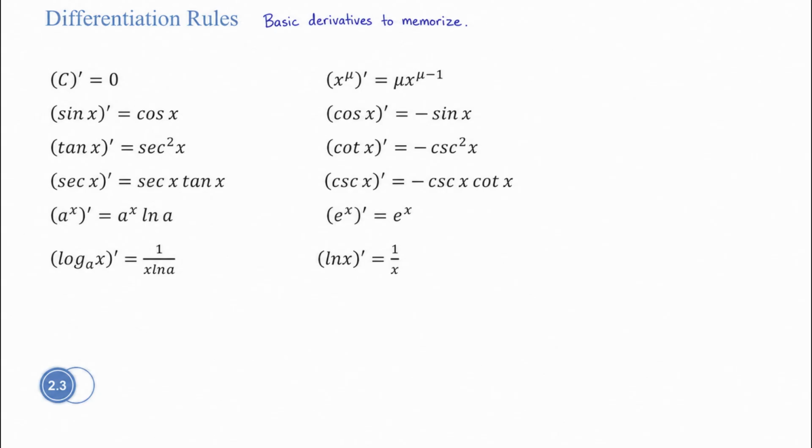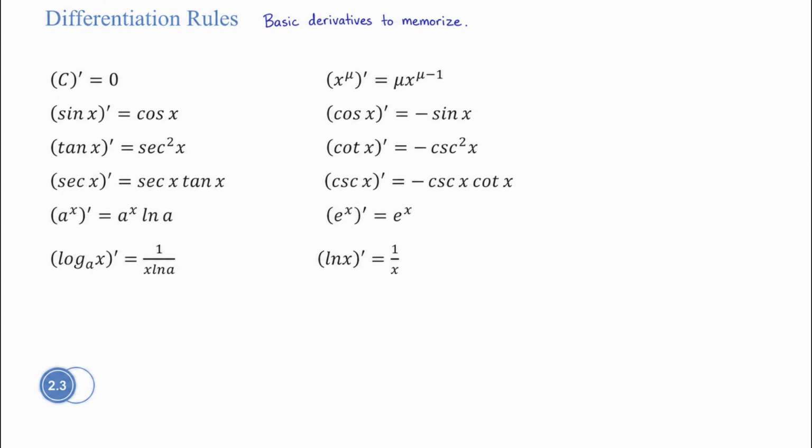For trigonometric functions: the derivative of sin x is cos x, the derivative of cos x is negative sin x, the derivative of tan x is secant squared x, the derivative of cotangent x is negative cosecant squared x, the derivative of secant x is secant x times tan x, and the derivative of cosecant x is negative cosecant x times cotangent x.